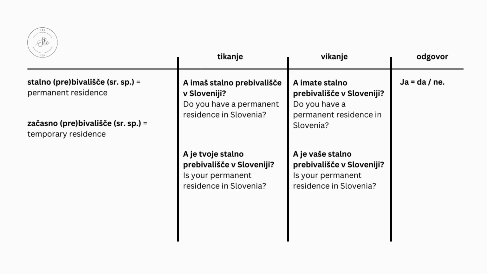Let's look at some further questions. A imaš stalno prebivališče v Sloveniji? A imate stalno prebivališče v Sloveniji? Or a je tvoje stalno prebivališče v Sloveniji? A je vaše stalno prebivališče v Sloveniji? Of course, you can replace stalno with začasno and ask the same questions. And then you can reply simply with ja or da, which means yes, or ne, which means no.